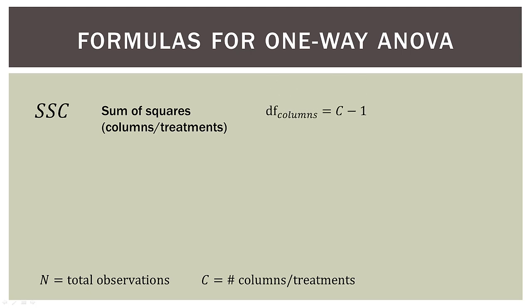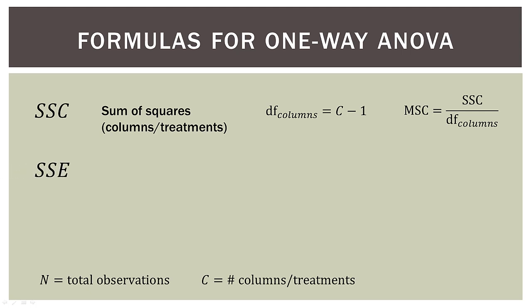Now, the SSC also has a degrees of freedom. Actually, all these have their own degrees of freedom. In the SSC case, the degrees of freedom of the columns is C minus 1. Now, the MSC is the mean square of the columns. That's MSC, and that is the SSC, the sum of squares of the columns, divided by its own degrees of freedom. And again, this is all very abstract until we do it, so just hang with me.